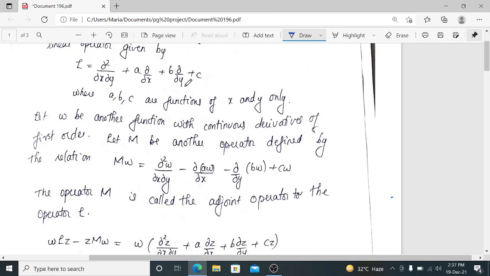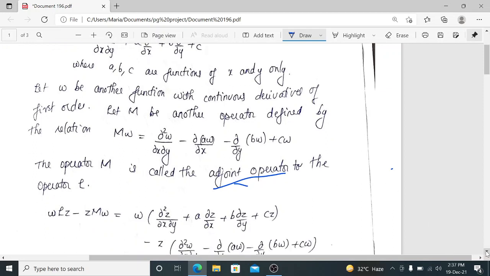So we have the hyperbolic PDE L z equal to f of x y, and for finding the solution we have defined a new function w and an operator called the adjoint operator. Now let us look at the value of w L z minus z M w. Substitute the values of L of z and M w. So this is the value of M w.